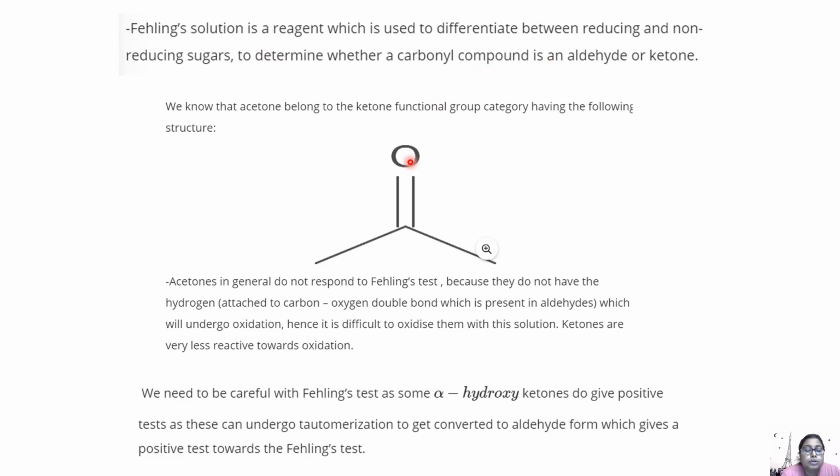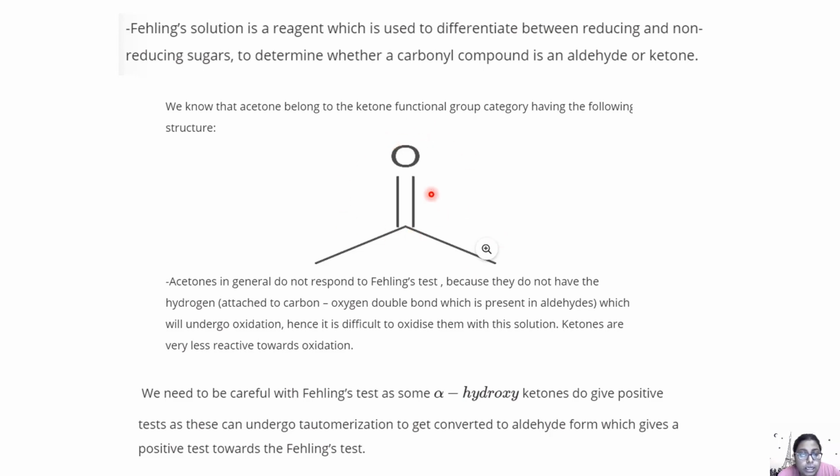So we know about the two different functional groups, aldehyde and ketone. Aldehyde is CHO, ketone will be only C double bond O. So the question is regarding acetone. When acetone reacts with Fehling's reagent, what is the change in the oxidation number of copper? That was the question. So we know the structure of acetone. Acetone is a ketone. It belongs to the ketone functional group.